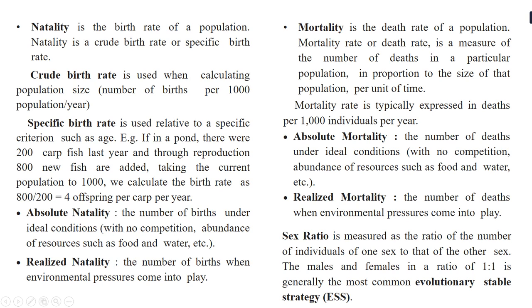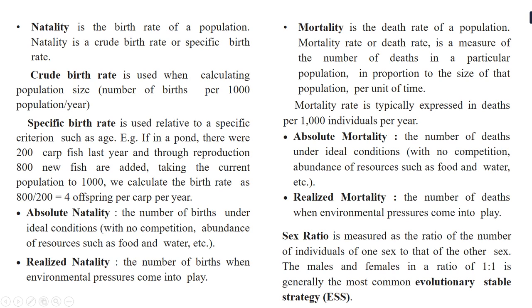Natality is either a crude birth rate or a specific birth rate. What do we mean by a crude birth rate? Crude birth rate is used when calculating population size, that is, the number of births per thousand population per year. And specific birth rate is used relative to a specific criterion such as age.